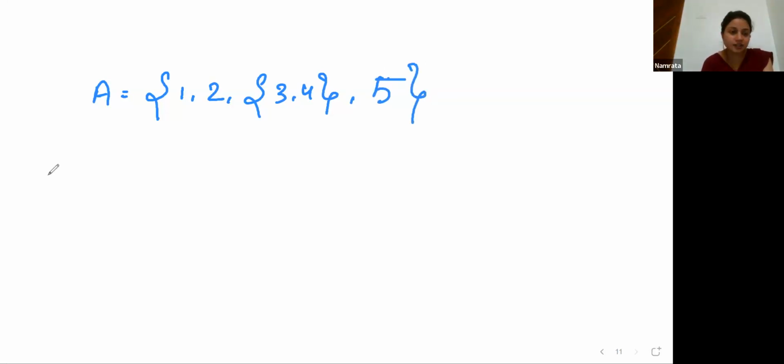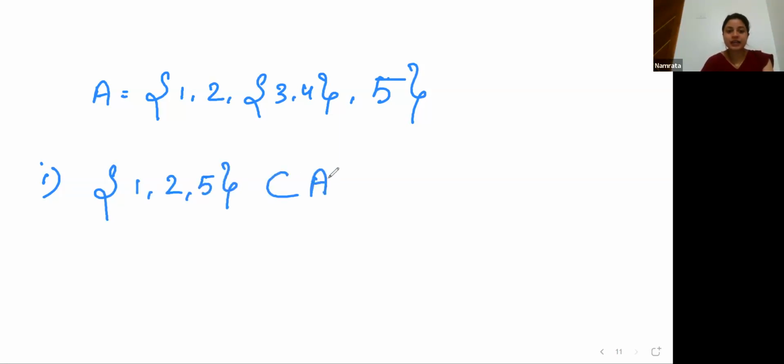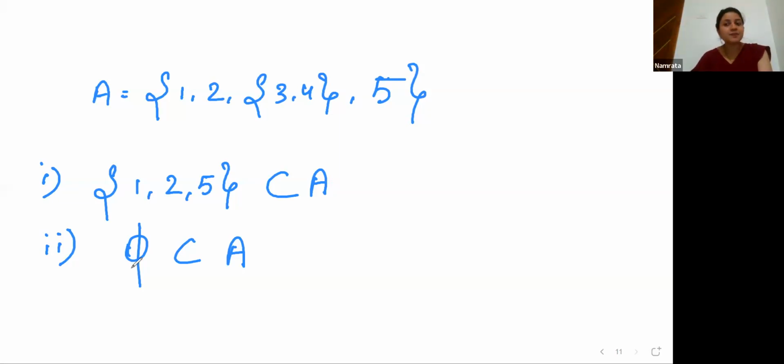So A, we had 1, 2, 3 and 4 together, and then we had 5. Another example can be, suppose we have {1, 2, 5} contained in A. Another one can be {5} contained in A. So can you tell me whether the first one is correct or not correct? And if it is correct, why? If it is not correct, why is it not correct?